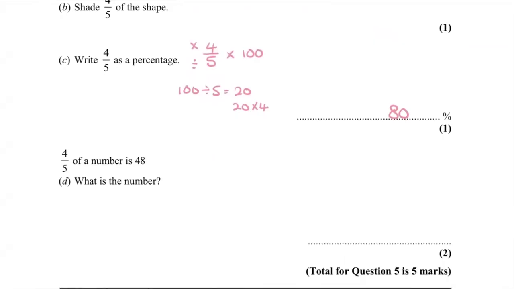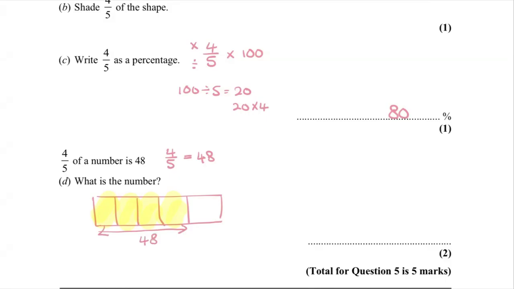Now this one we've got to be careful. 4/5 of a number is 48. So that means that 4/5 is equal to 48. Now, the best way to do this is to use the bar modeling. So we've got our bar that's split into 5. They're telling us that 4 out of the 5 is equal to 48. So 1 square means we're going to divide the 48 by 4 to get 12. So all 5 would be 12 times 5, which is 60.